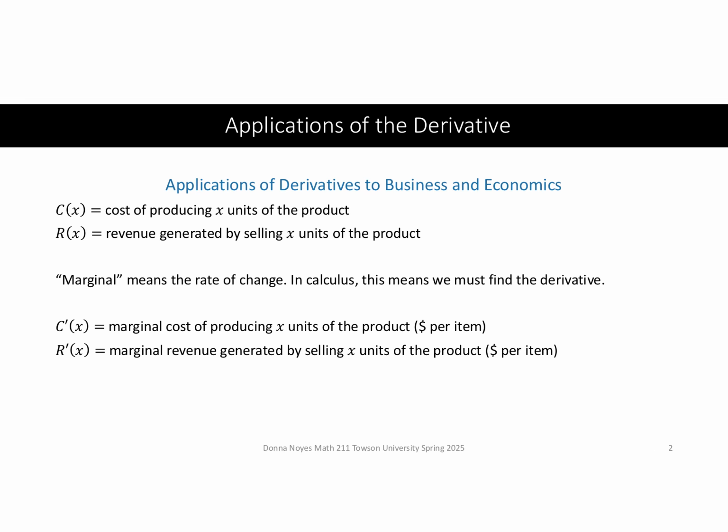So we've talked a little bit about some of these in relation to optimization, but let's talk about what some of these symbols mean. Again, remind ourselves that C of X is the cost of producing X units of the product. R of X is our revenue generated by selling X units of the product. And if you remember, my friends, that means that profit equals revenue minus cost. Marginal means that we're going to take a derivative because we're looking at the rate of change. So remember that means C prime of X is the marginal cost of producing X units of a product in dollars per item, and R prime of X is the marginal revenue generated by selling X units of the product in dollars per item.